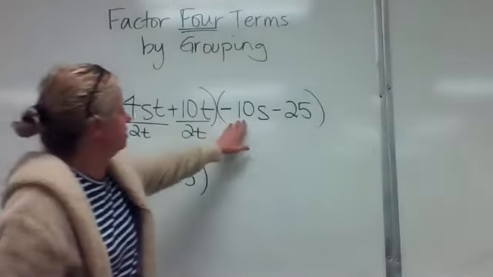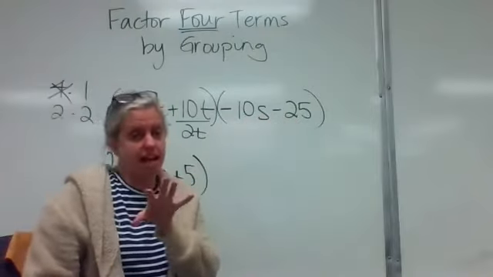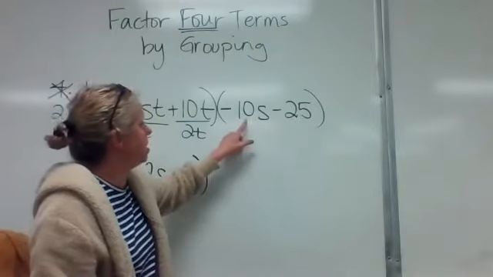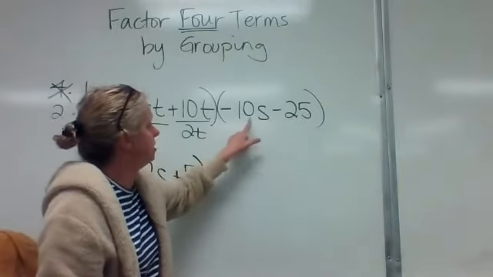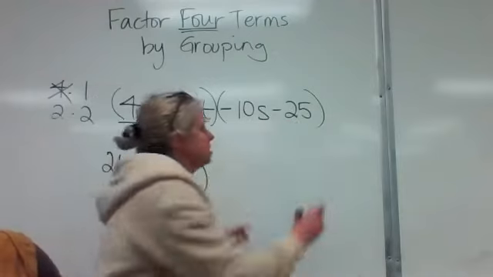So let's look at this other one. Don't worry about your negative just yet. We are going to definitely worry about it, but not when I'm trying to find out what's in common. I've got 10 and 25. 10's my smaller number.